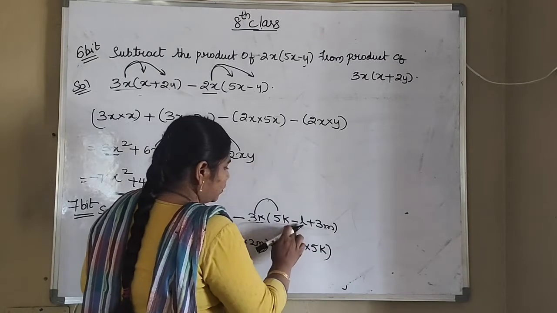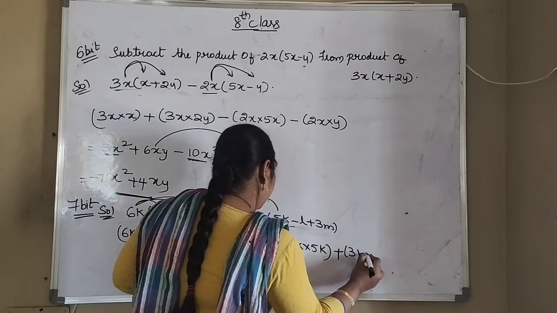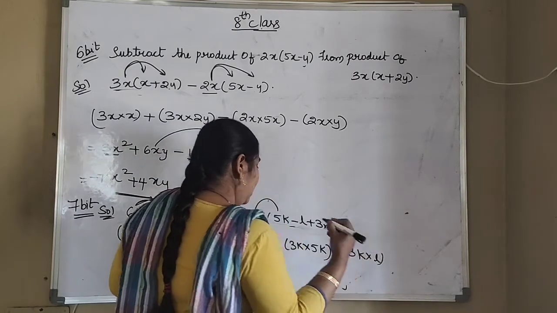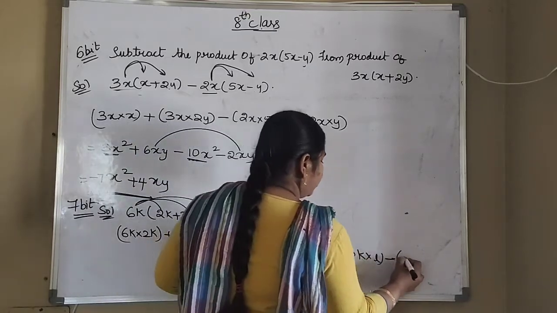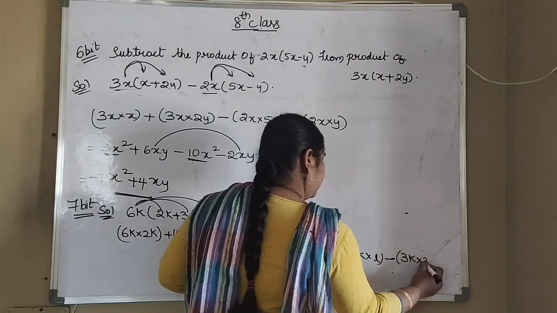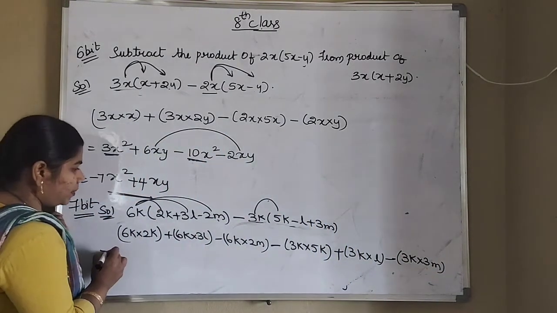Now coming to this, minus 3k into 5k, minus into minus will be plus. Now 3k into l, now minus into plus will be minus, again 3k into 3m. So now multiply the terms.